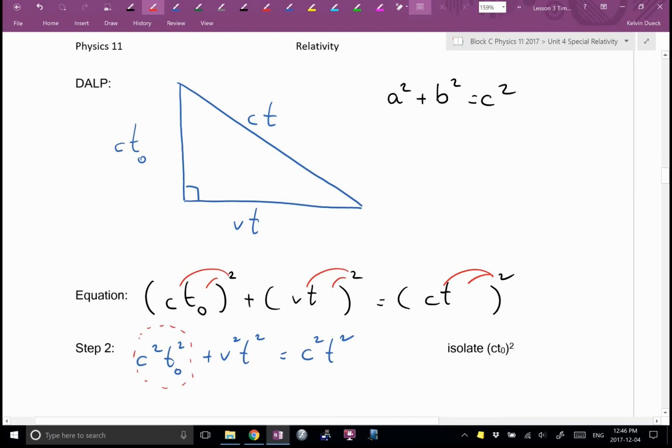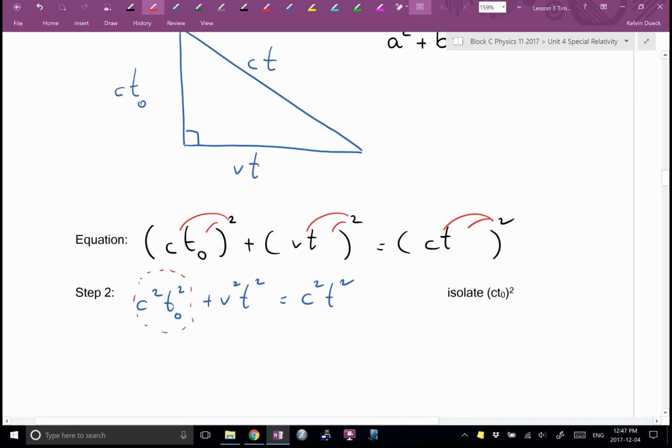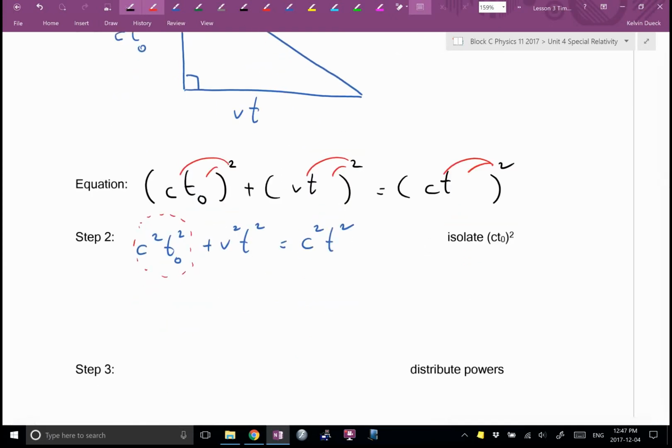How will I move the V squared T squared to the other side? Add, subtract, multiply, or divide? How do you know? You're right. Because what's right in front of the V squared T squared? Plus. Okay? So that's why I wrote here, isolate the C and the T0. So we're going to get this: C squared T0 squared equals C squared T squared minus V squared T squared.